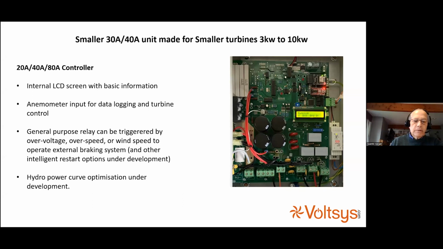And it includes a general purpose relay, which can be triggered by either turbine over voltage, turbine over speed, or wind speed running too high, and it can operate an external brake system. Sometimes that'll be a linear actuator to change the pitch of the blades. Sometimes it might be a three-phase wild AC dump load or any other. I've seen people use it to operate a disc brake or release a disc.